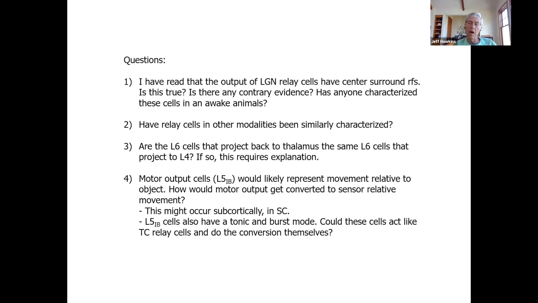Another question is, I've always been under the impression that the layer 6 cells that project back to the thalamus are the same cells that project to layer 4. I think so. Yeah, that requires an explanation. I don't really understand. If I was doing the translation in the thalamus, so I've now rotated the edge on the retina or the edge on the tip of my finger, and now I'm passing that to the cortex, why would I need to send the orientation signal to the layer 4 cells as well? That doesn't make sense. Why would I be doing it in both places? I don't have an answer to that question.